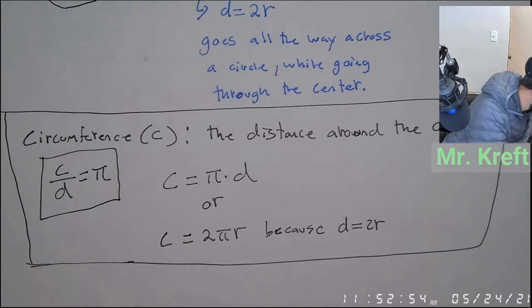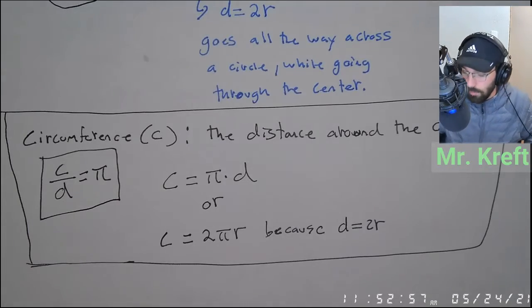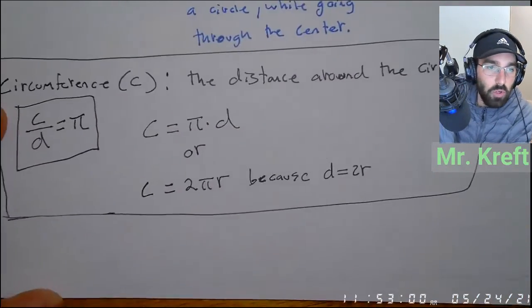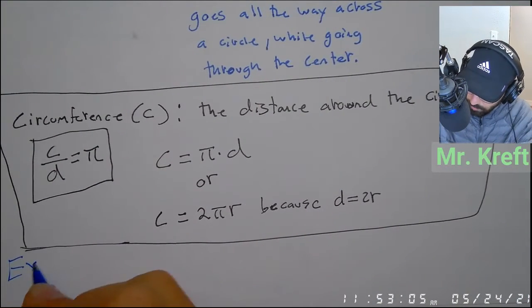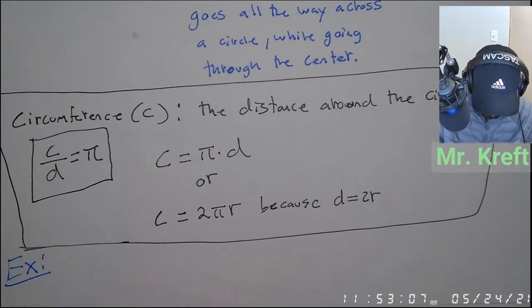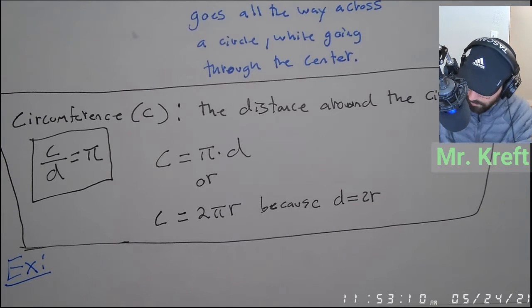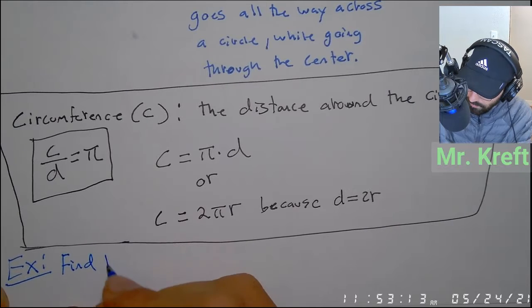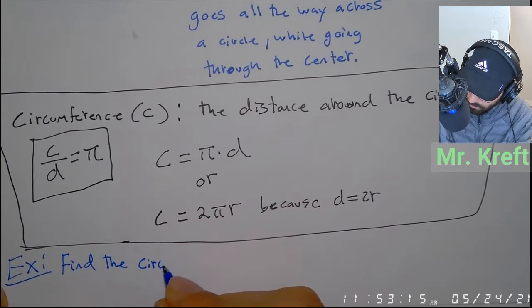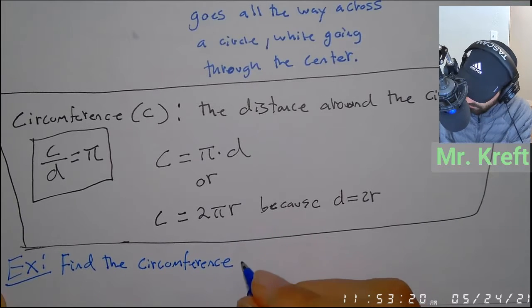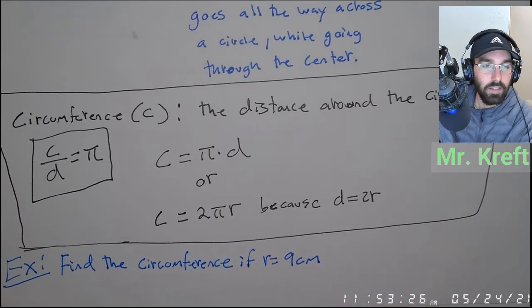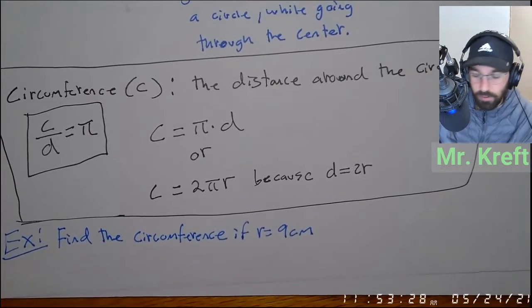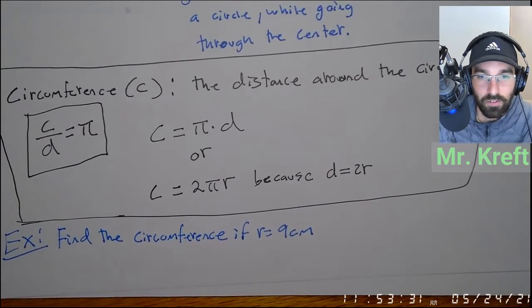Okay, actually I lied. Let's go ahead and do a couple of example problems. Let's do just one example problem and we'll go from there. Okay, so let's take a look. Let's do an example. And let's say, find the circumference if r equals 9 centimeters. Okay, so we're going to find the circumference if r equals 9 centimeters.